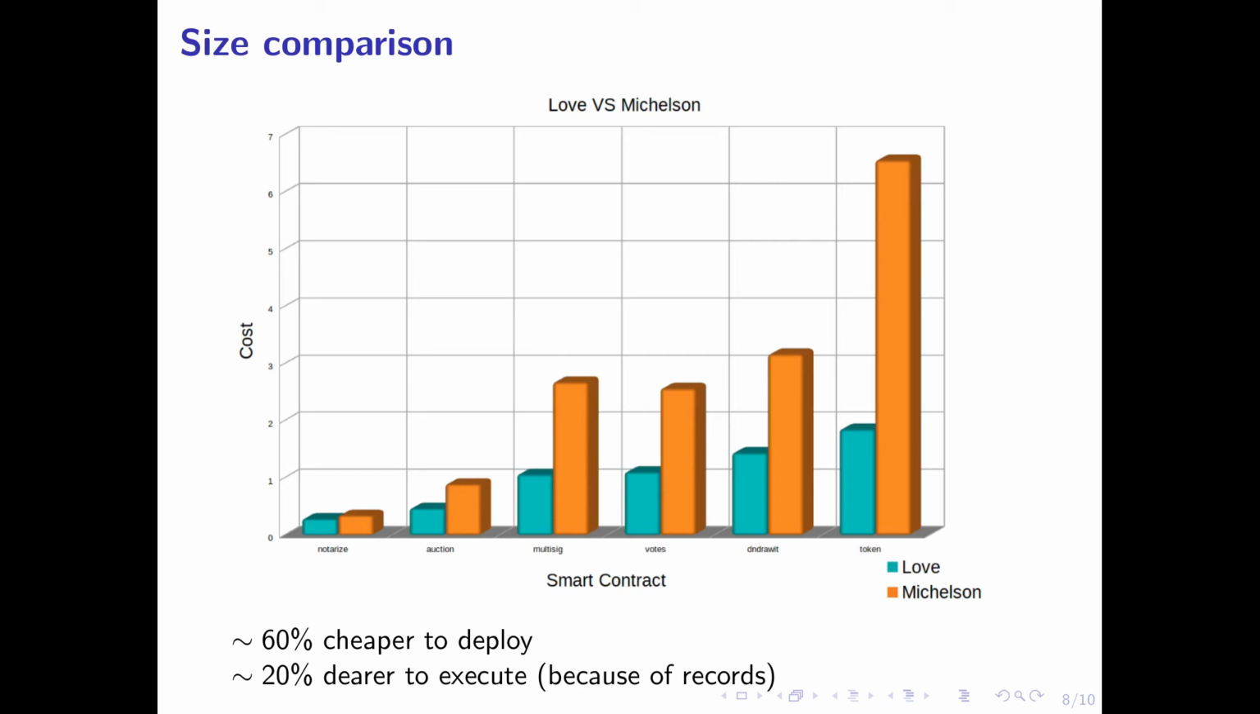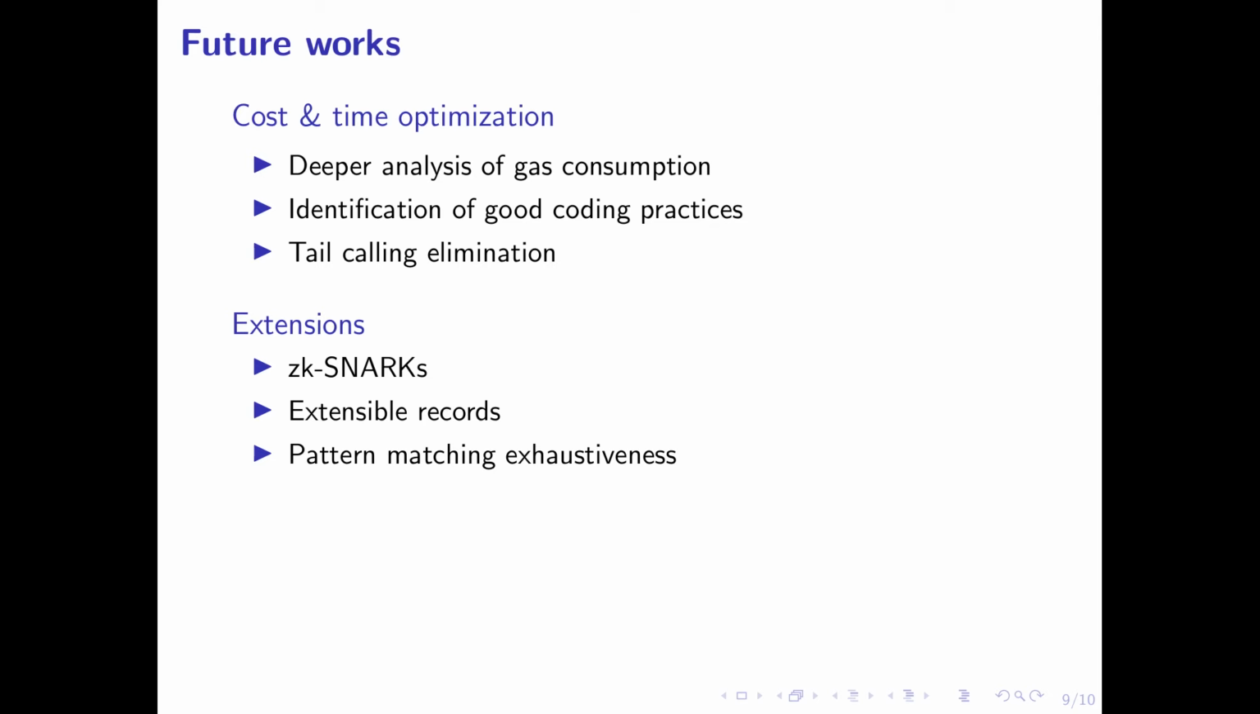In the future, we want to continue our optimization on gas consumption, especially when deserializing storages. Identifying efficient coding practices that would optimize Love contracts is one of our targets, as well as introducing tail calling in recursive functions. We would also like to extend the language with cryptographic primitives for zero-knowledge proofs, and also extensible records and pattern matching exhaustiveness.